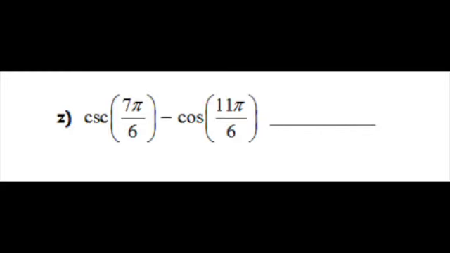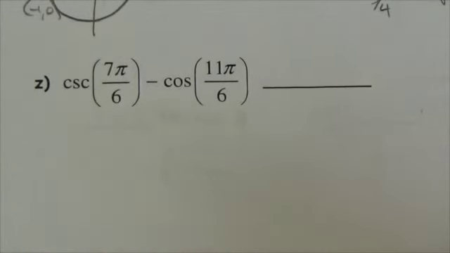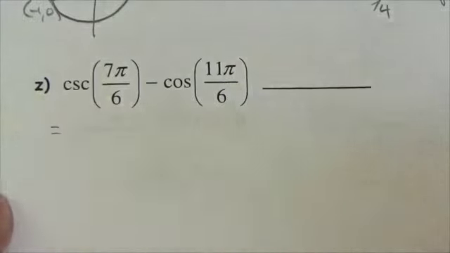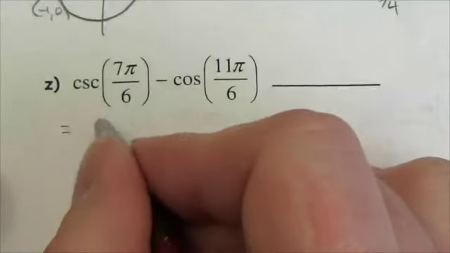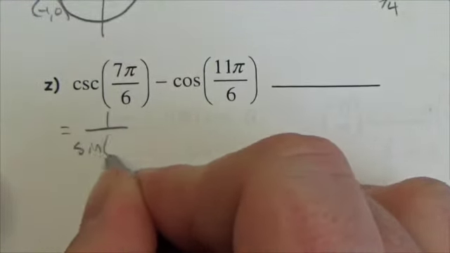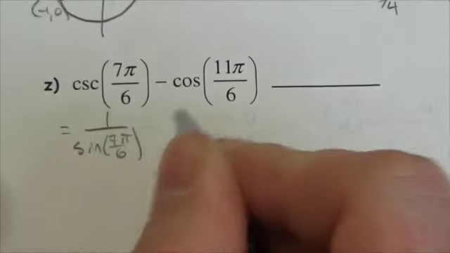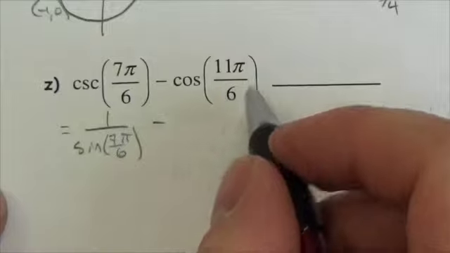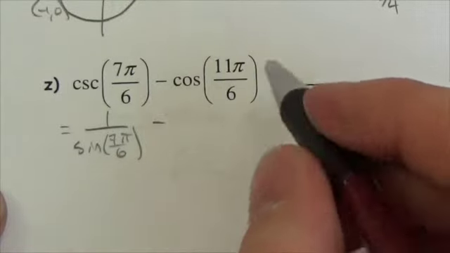The cosecant of 7 pi over 6 minus the cosine of 11 pi over 6. All right, this will be our last example that we do. I've got the cosecant of 7 pi over 6, and I'm going to make this 1 over the sine of 7 pi over 6. I really don't have to do much with the cosine here, except it's 11 pi over 6. Now, let's think about that.